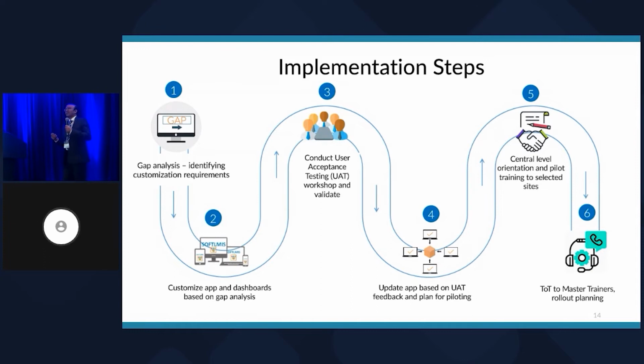Then we conduct a UAT, user acceptance testing, meaning we show you your app and then you say, no, I don't like it because this has to be like this. So during UAT there would be more feedback, small feedback maybe, or even more. Then we finalize and update the software. Then we do a central level orientation, which is not only the ministry, it can be other stakeholders, or even some people from the field level who would be using the software, because you have to get their feedback also about the software which you are implementing.